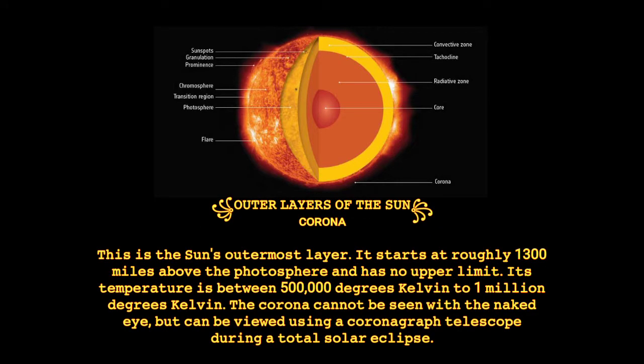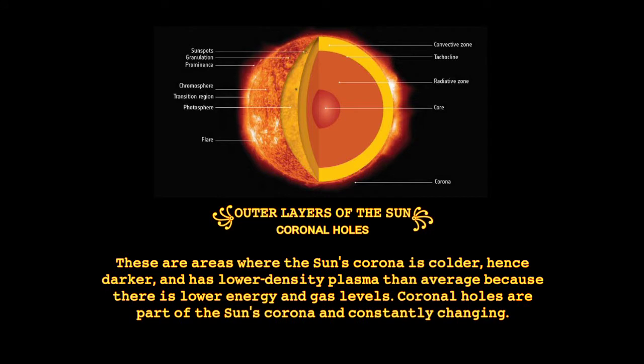The fourth outer layer is the corona. Corona is the sun's outermost layer. It starts at roughly 1,300 miles above the photosphere and has no upper limit. Its temperature is between 500,000 degrees Kelvin and 1,000,000 degrees Kelvin. The corona cannot be seen with the naked eye, but can be viewed using a coronagraph telescope during a total solar eclipse.